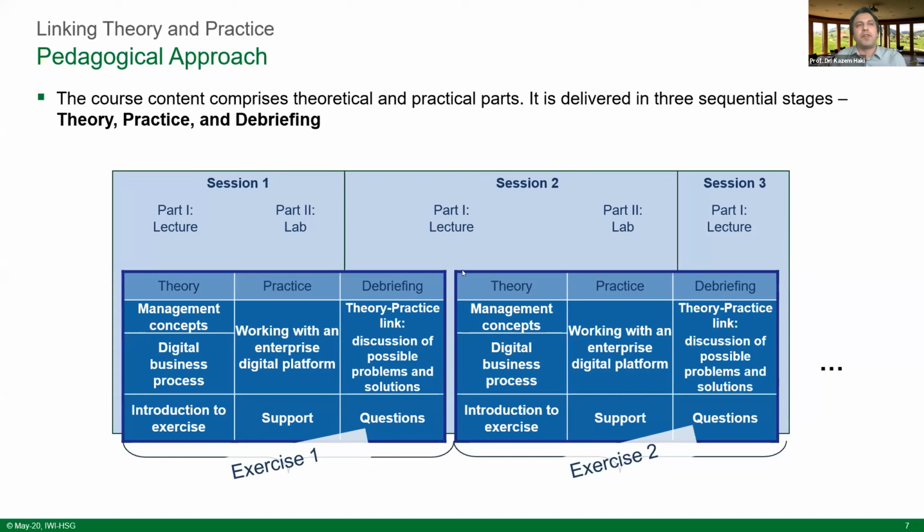And after the debriefing, I introduce a new theory, which is a new topic. So it's a new management concept, a new business process, a new exercise. In this case, it is exercise number 2. And then we move to the lab to do exercise number 2. And again, in session number 3, I start with the debriefing of exercise number 2, and then an introduction to the theory for exercise number 3, and do exercise number 3. And this goes on and on 11 times, for 11 exercises.